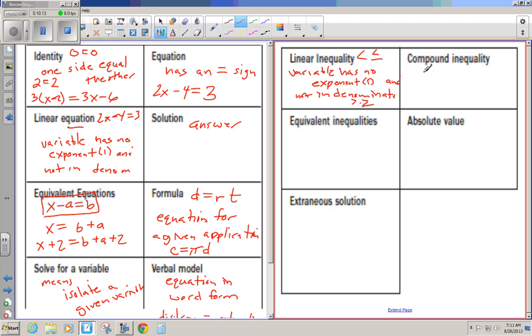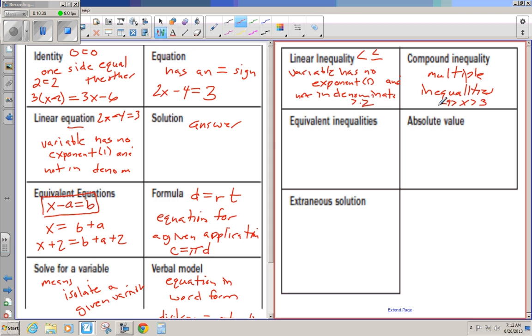A compound inequality is the same thing, except now you have multiple inequalities. That means like x is greater than 3, but x is less than negative 4, or negative 9. It looks like a 9.